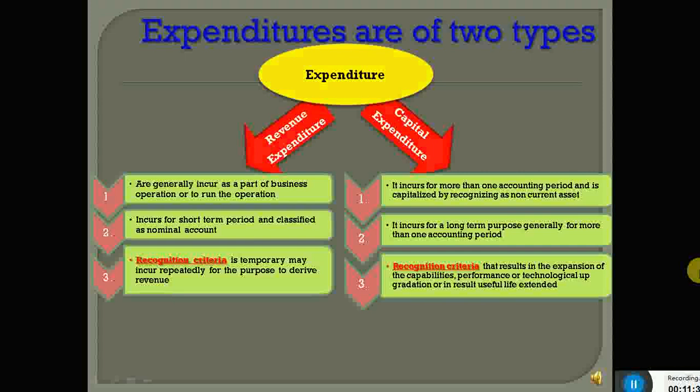Capital expenditures. Capital expenditures are incurred for more than one accounting period and are capitalized by recognizing them as non-current assets. Here you will notice that capital expenditures are recognized and recorded the way fixed assets are recognized and realized. It means capital expenditures are recognized as non-current assets.